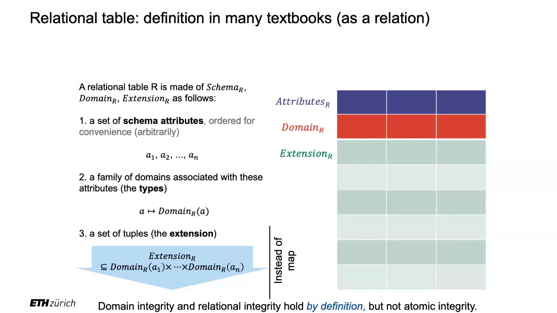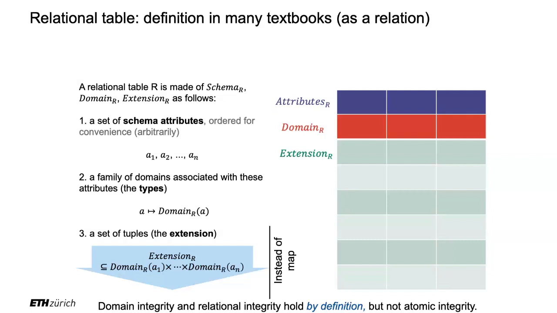Who sees that? It gives you domain integrity because, by definition, you have the Cartesian product of the domains. That forces the values to belong to the domains in every column. The first column will all be in the domain of the first attribute, the second column all in the domain of the second one. So by definition, you have domain integrity. Relational integrity is also by definition because it's a subset of the Cartesian product.